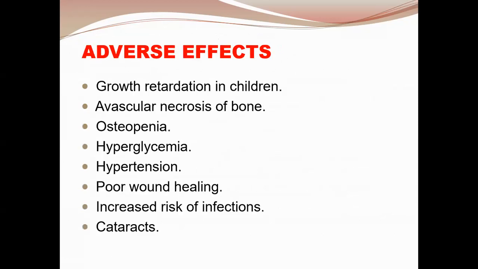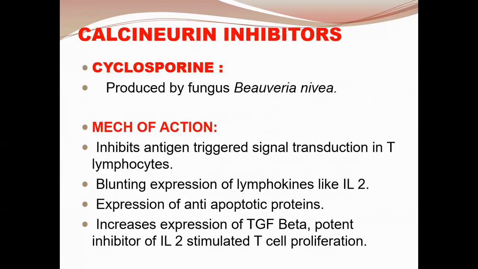Now, when you talk about the adverse drug reactions of glucocorticoids, on chronic use they cause growth retardation in children, avascular necrosis of the bone, osteopenia, hyperglycemia, hypertension, poor wound healing, increased risk of infections, and posterior capsular cataracts especially. They also cause thinning of the skin. They also cause the development of opportunistic infections.